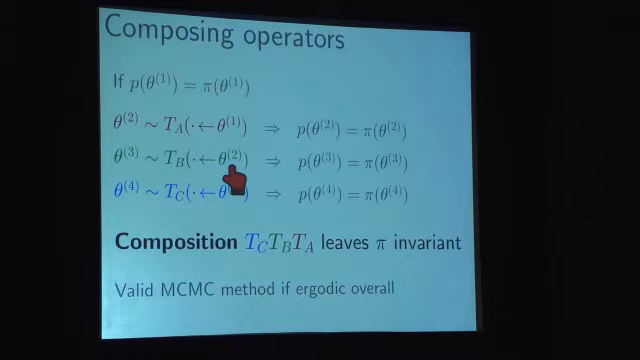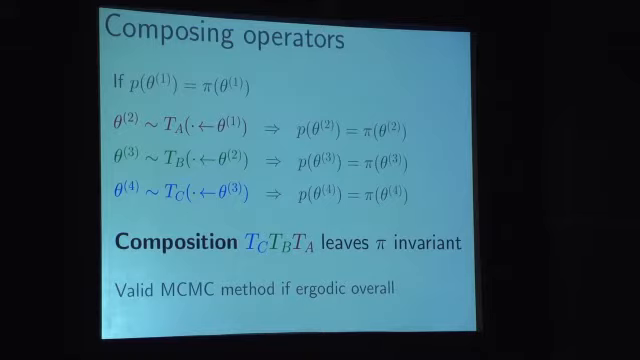So you can feed that into the next transition operator. And by induction, every time you take a step with any of these transition operators, you will have a valid sample from your distribution. So the concatenation of all these operators, A then B then C, can take a sample from your distribution and spit out another sample from your distribution. And so it leaves the distribution invariant. And together, they're a valid MCMC method if they're ergodic. If all of these operators together can get you from anywhere in your state space to anywhere else, then your proof is done. You have a valid MCMC method.